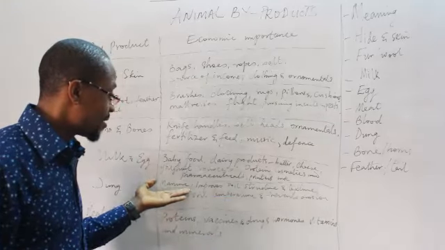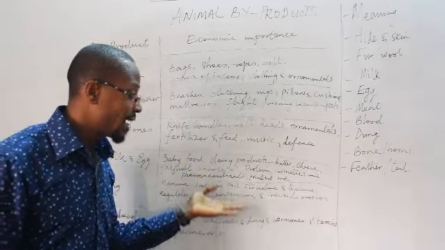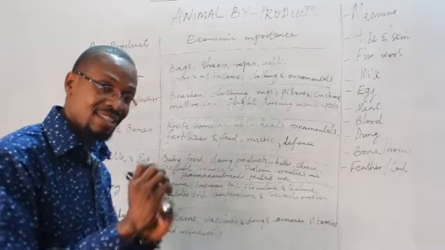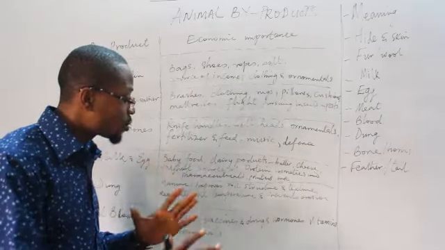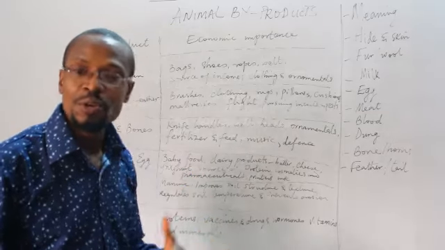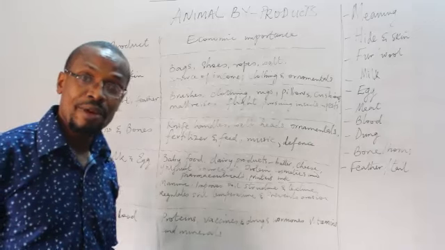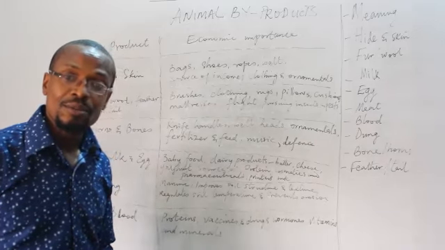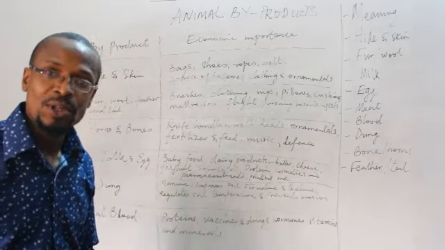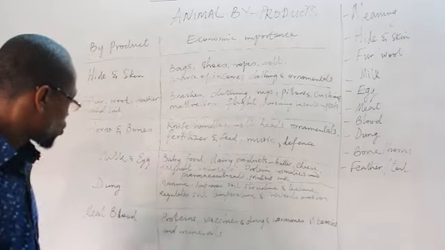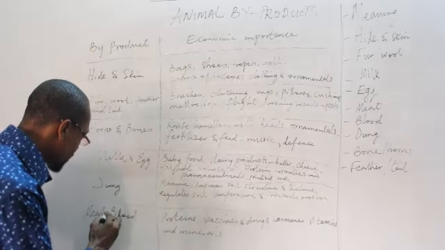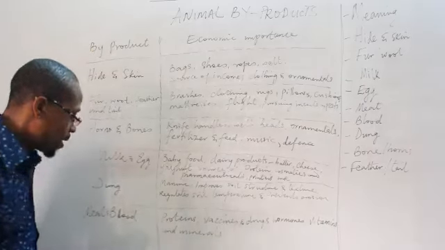It can serve as manure. It improves soil texture and quality. It regulates the soil temperature and also assists in the prevention of erosion. So animal dungs are of very great economic importance. And then we go on to meat and blood.